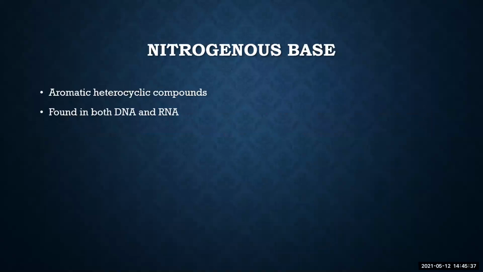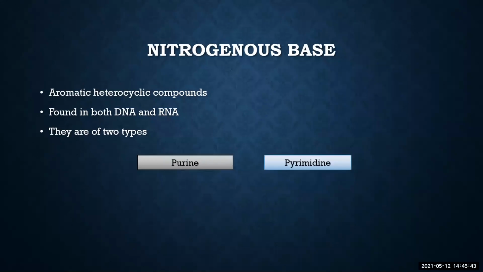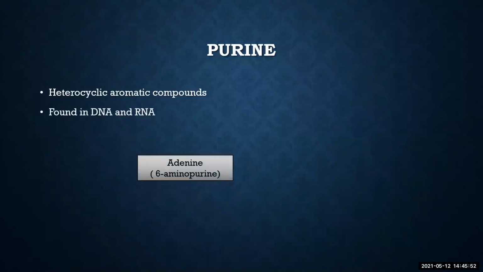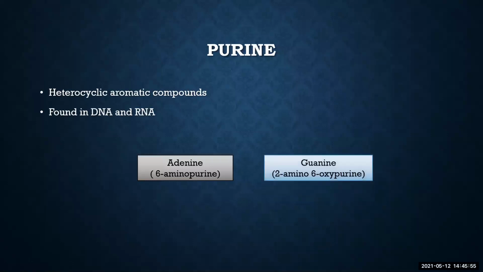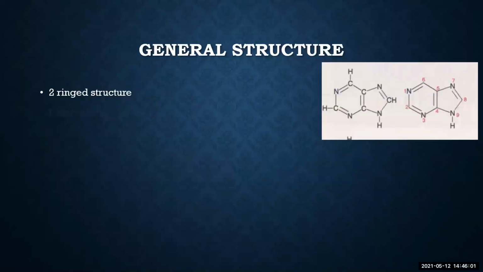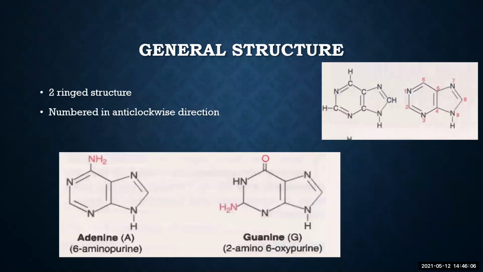Next was nitrogenous bases. Both purine and pyrimidine are found in DNA and RNA. They are of two types, as we have seen. Purine bases are heterocyclic aromatic compounds found in both DNA and RNA. Both adenine and guanine are seen in both DNA and RNA, with no change. The general structure is a two-ring structure numbered in clockwise direction. Adenine is named 6-amino purine because of the amino group at the 6th position. Guanine is called 2-amino 6-oxypurine, with an amino group at the 2nd position and an oxy group at the 6th position.